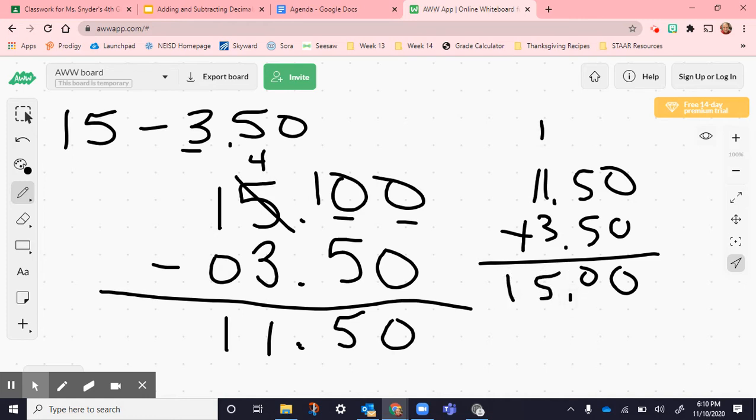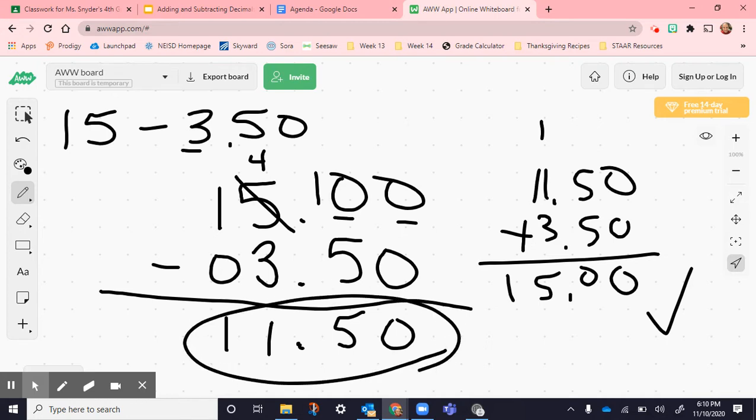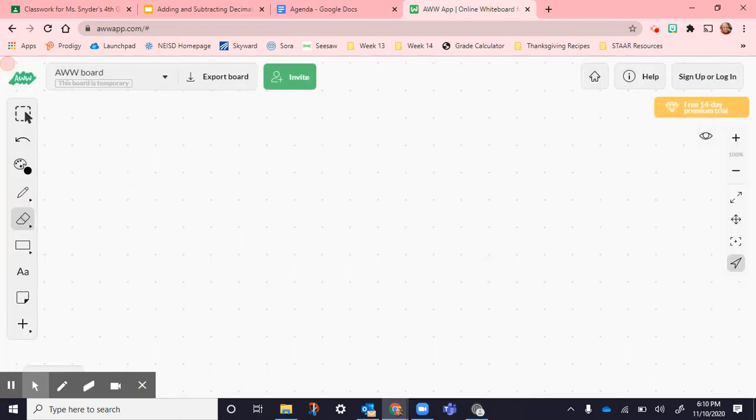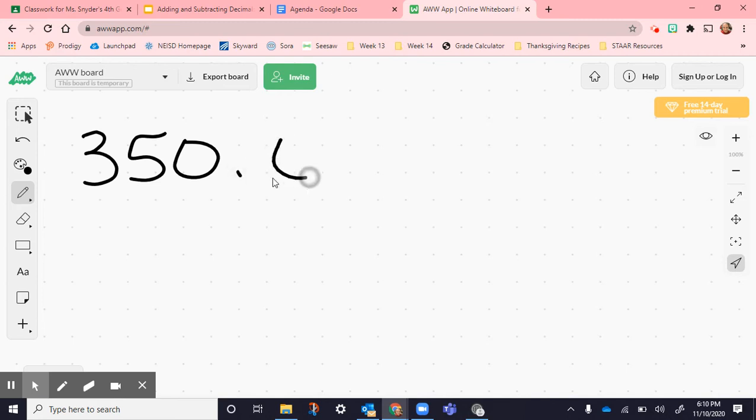There's my 15. That checks out, so I know I subtracted correctly. So again, whenever you have a whole number, it could be any whole number at all, like 350, okay? 350 is a whole number, but I can turn it into a decimal by adding that decimal point and the zeros.